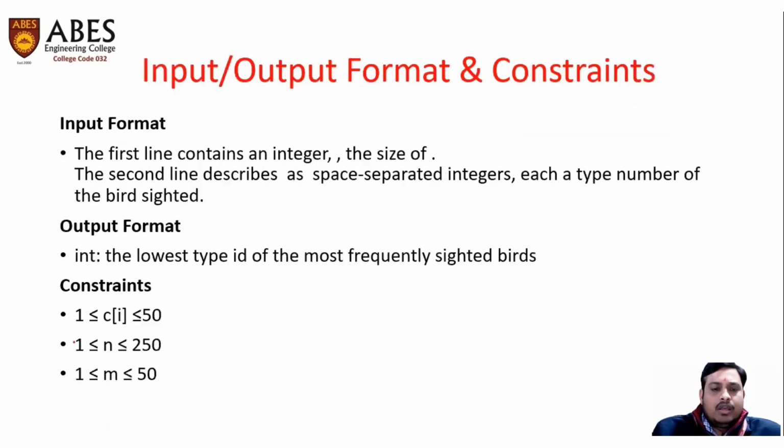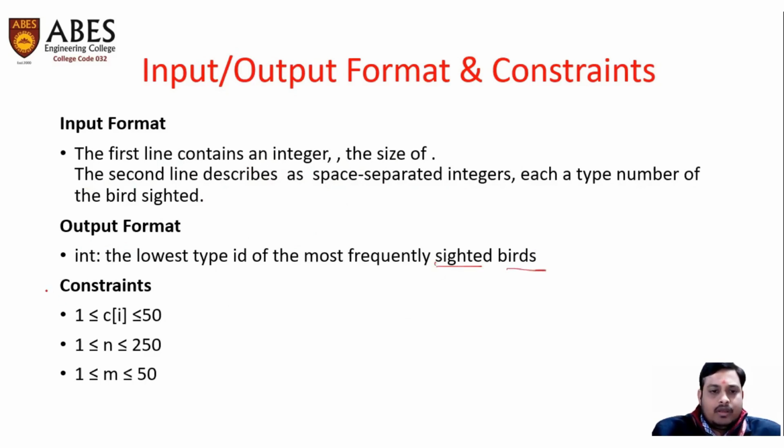return. If we are talking about the input and output format, you can see here the first line contains an integer, that is the size. The second line describes space separated integers, representing the type numbers of the birds sighted at that site. And the output is the lowest type ID of the most frequently sighted bird.